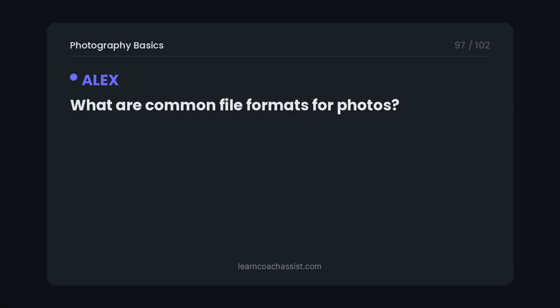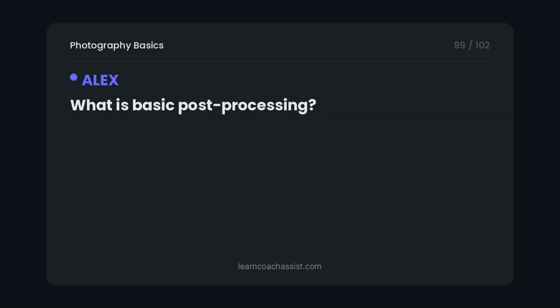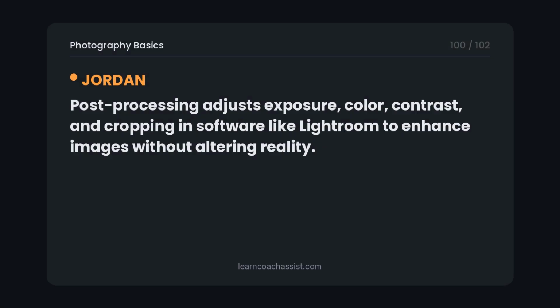What are common file formats for photos? Formats include JPEG, compressed, web-ready, RAW, editable, PNG, lossless, transparent, and TIFF, high-quality print. What is basic post-processing? Post-processing adjusts exposure, color, contrast, and cropping in software like Lightroom to enhance images without altering reality.